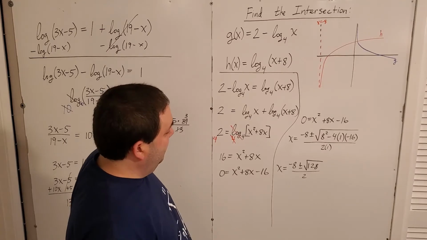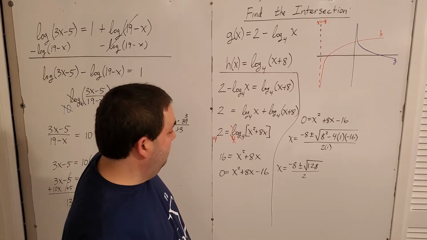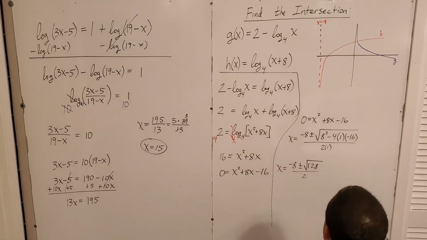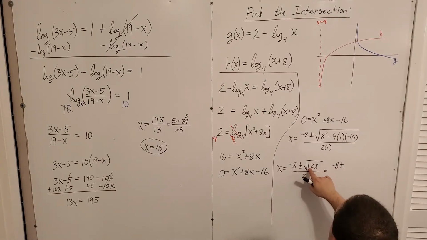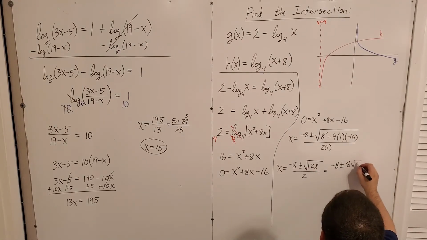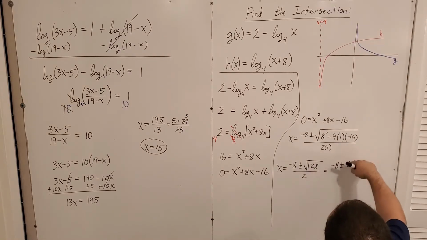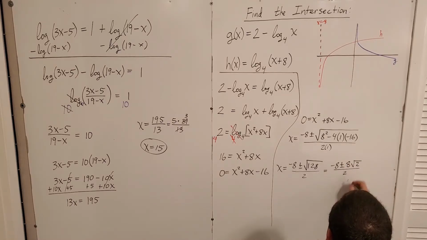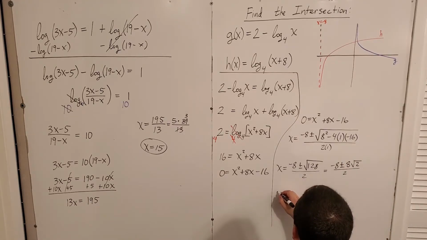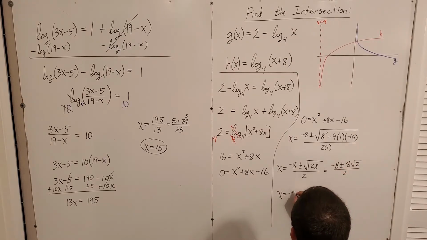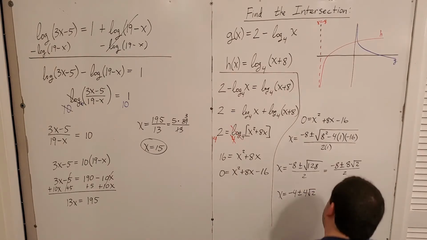I can simplify that square root of 128, right? 128 is 64 times 2. So that's negative 8 plus or minus the square root of 64 times the square root of 2, right? 64 times 2 is 128, and the square root of 64 is 8. All right, so lastly, I've got 8 over 2 and 8 over 2, so that's negative 4 plus or minus 4 square root of 2.